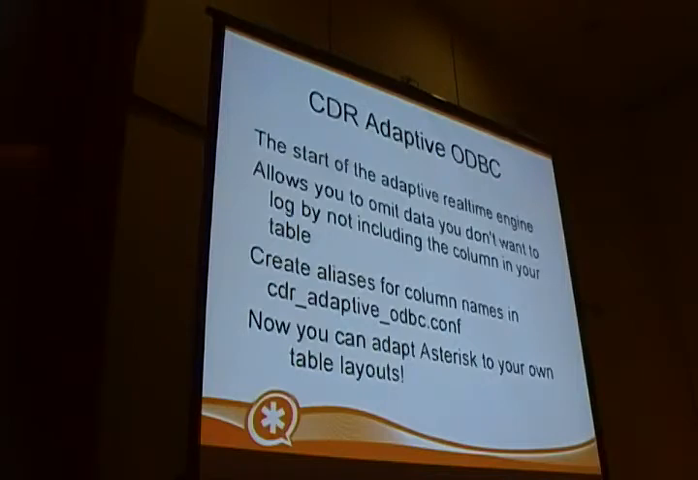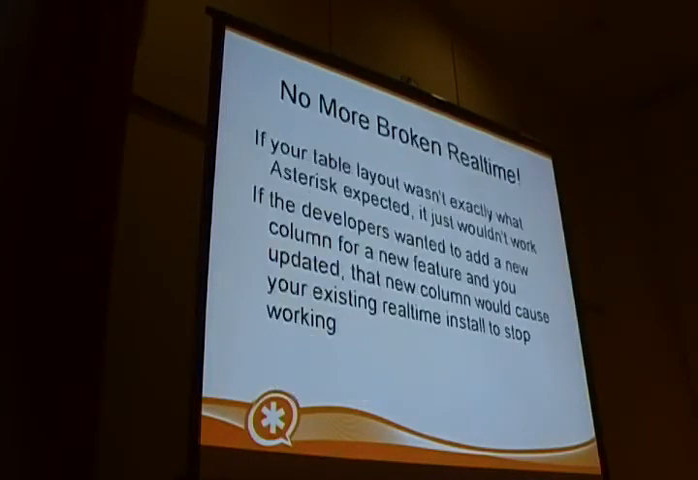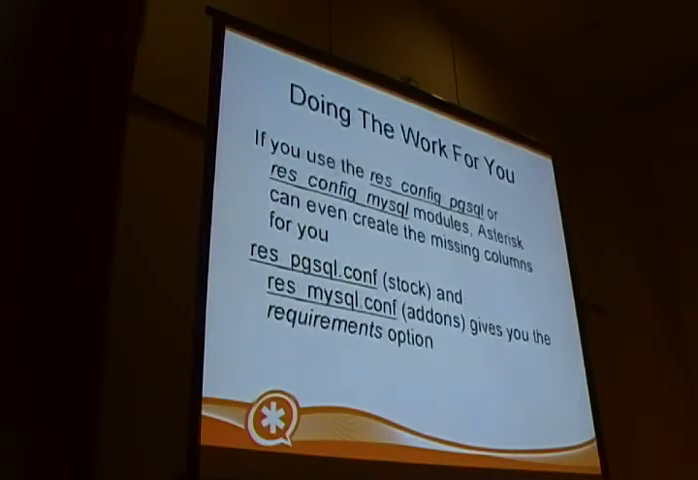Oh, okay, so I'm talking about aliases here that you can configure for the columns, and you can basically tell Asterisk to adapt to your own table layouts. So that's with the CDRs. I think this is all stuff that I had talked about before. So like I said, basically you don't have to worry about broken realtime anymore. It'll adapt to what you have around you.